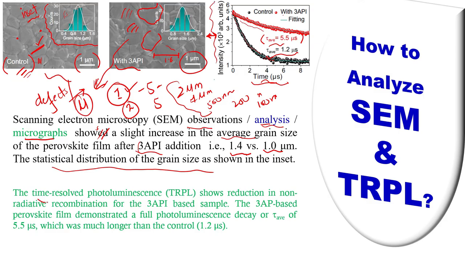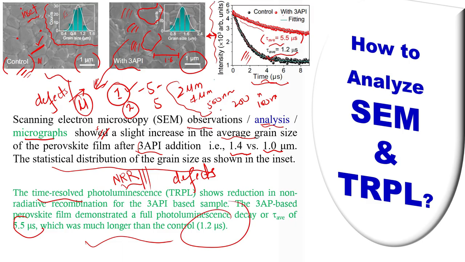So let's write here: the time-resolved photoluminescence shows a reduction in non-radiative recombination. We know that non-radiative recombination is an unwanted phenomenon, and it occurs because of defects. If we have more defects, we will have more NRR. So it simply shows that with 3API, we have reduced the defects, and this also shows that we have reduced the NRR. This perovskite film demonstrates a slower photon decay. The average time is 5.5 microsecond, which is much larger than the control one, 1.2 microsecond.